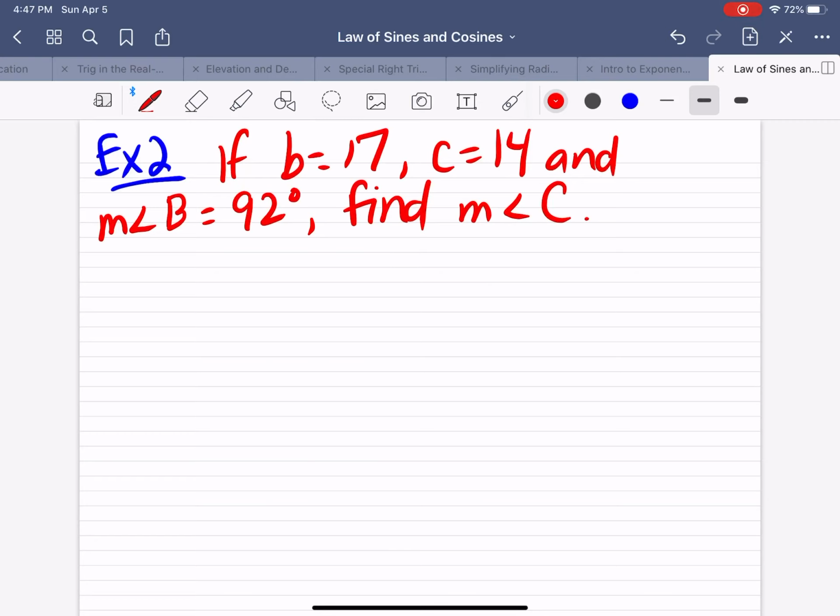So example 2, given the following, find the measure of angle C. Let's start with the picture. Let me label it. Let's label the given. Side B is 17, that's across the angle B. Side C, which is here, that's 14. The measure of angle B is 92. And we are finding the measure of angle C, the theta right here.